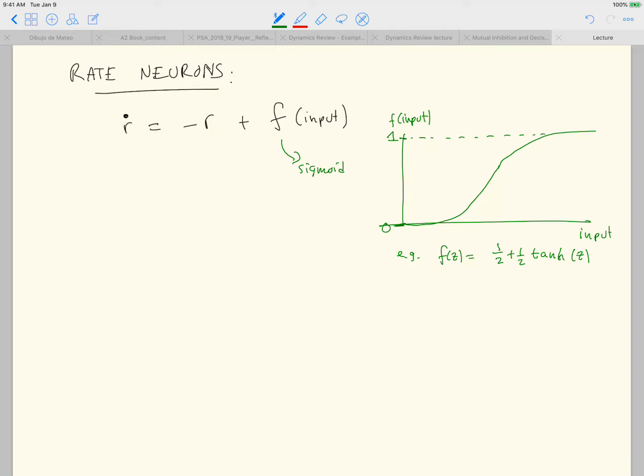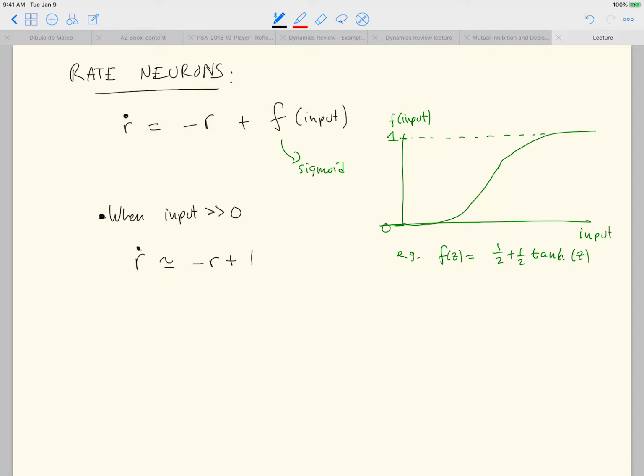So what keeps us between 0 and 1? Well, imagine that r started between 0 and 1. And now let's think of what happens when the input is very large. If the input is very, very large, then what's f going to go to? What's the value of f when the input is very large? When the input is way big, how much is f? 1. Right. So when the input is very big, this equation looks approximately like this, right? Because instead of f of input, we just have 1.